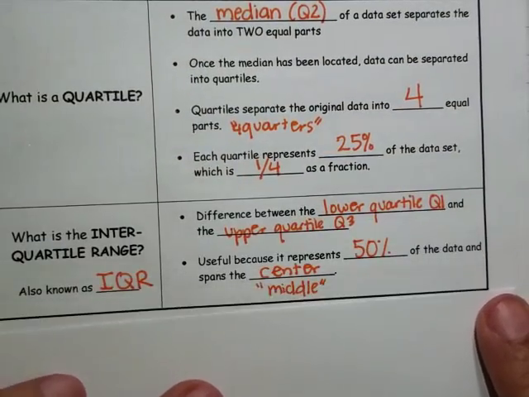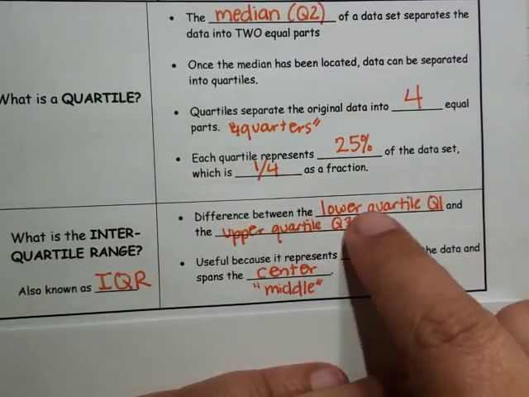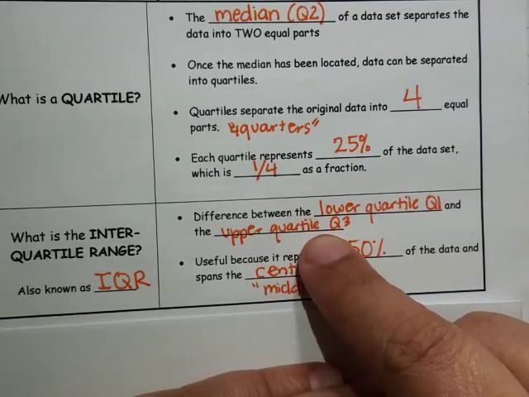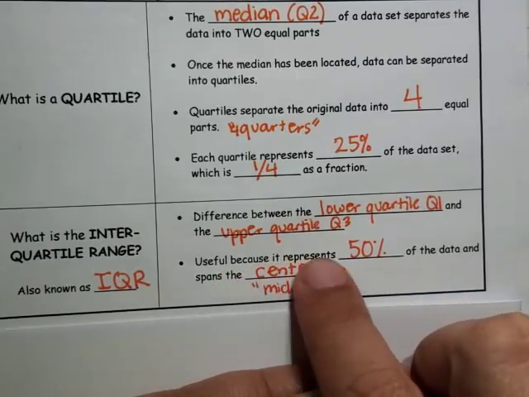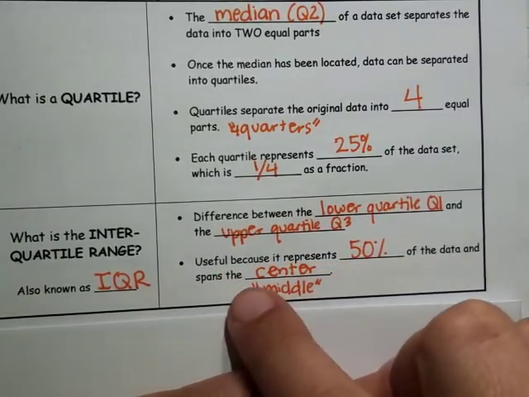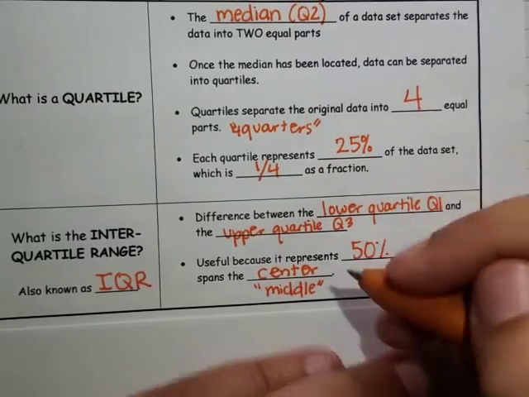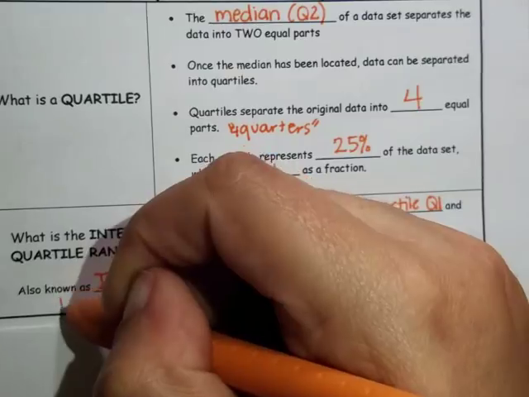Then if we go down here, what is the interquartile range? The interquartile range is the difference between the lower quartile Q1 and the upper quartile Q3. So we also call it the IQR for short. It is useful because it represents 50% of the data and spans the center of the data. So your IQR is your box. So this is your box.